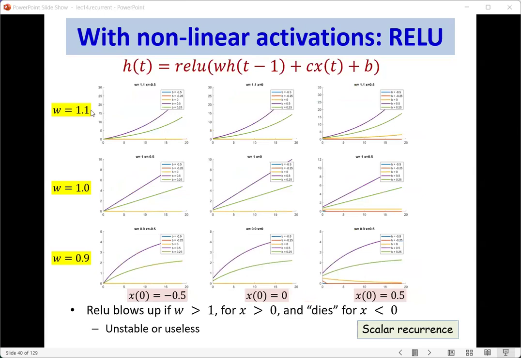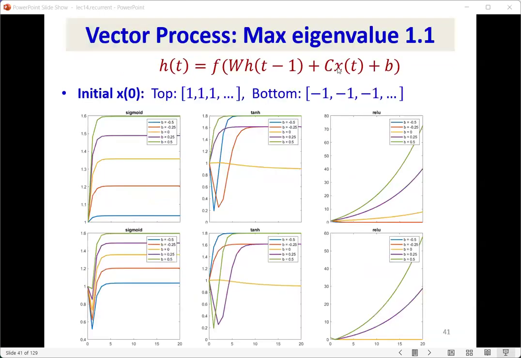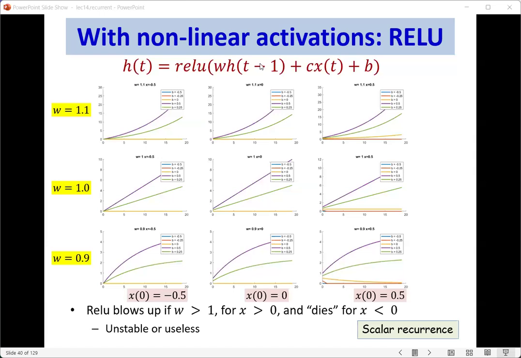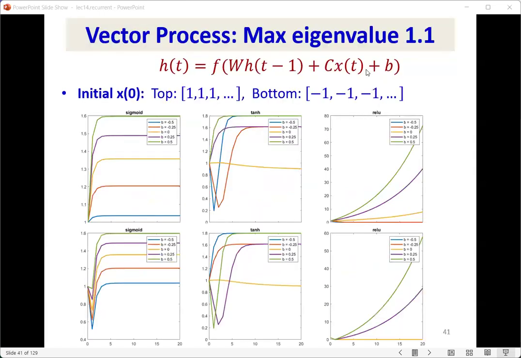With ReLUs, things are horrible. ReLUs are basically like linear layers, except it's one-sided. So things will either blow up or simply vanish and go to 0. It's never going to retain anything. So ReLUs are absolutely useless in recurrent networks. Now, this is for scalar recursion. If I look at vector recursion, where these h's and x's are vectors, then I have a similar plot. Here I have a sigmoid activation. So the top plot is when the first input is all ones.